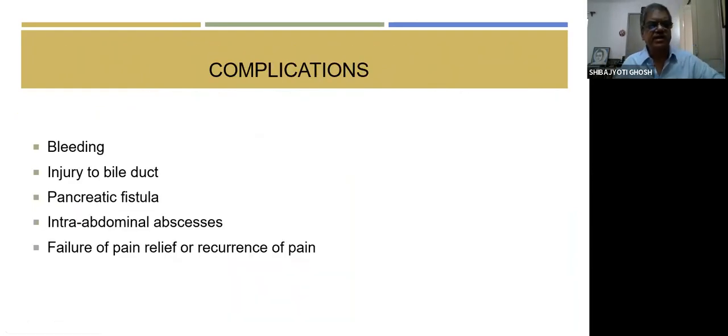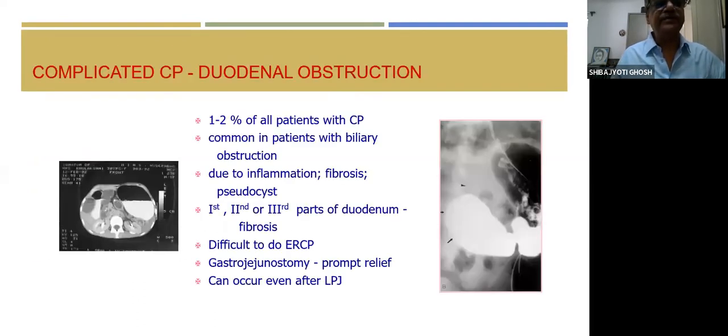And the complications are bleeding, injury to the bile duct, and pancreatic fistula. The chances are very low, as Professor Shah has told. Pancreatic secretion is almost diminished in chronic pancreatitis, so the chance of pancreatic fistula is very low. In other words, we sometimes feel happy when we do a Whipple's operation and the patient has associated chronic pancreatitis, because the chance of post-operative fistula will be less. Intraabdominal abscesses are rare, and the other complication is failure of pain relief or recurrence of pain.